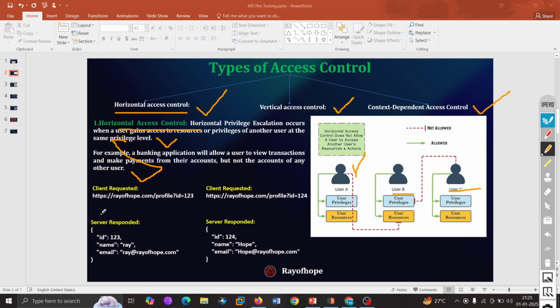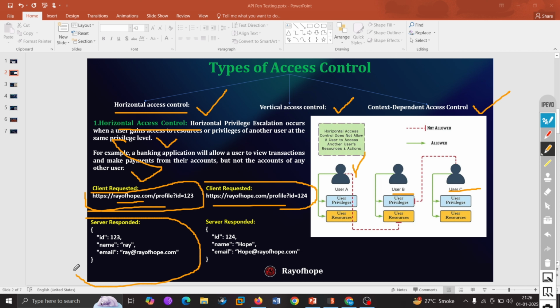Okay, but let's understand by looking at the code level. Suppose you requested one service, which is https://rayofhope.com, which is a domain, and then the profile ID is 123. So this is your profile ID, right? And this is what your server responded with. Once you requested with that, your ID is 123, your name is Ray, and the email is ray@rayofhope.com.